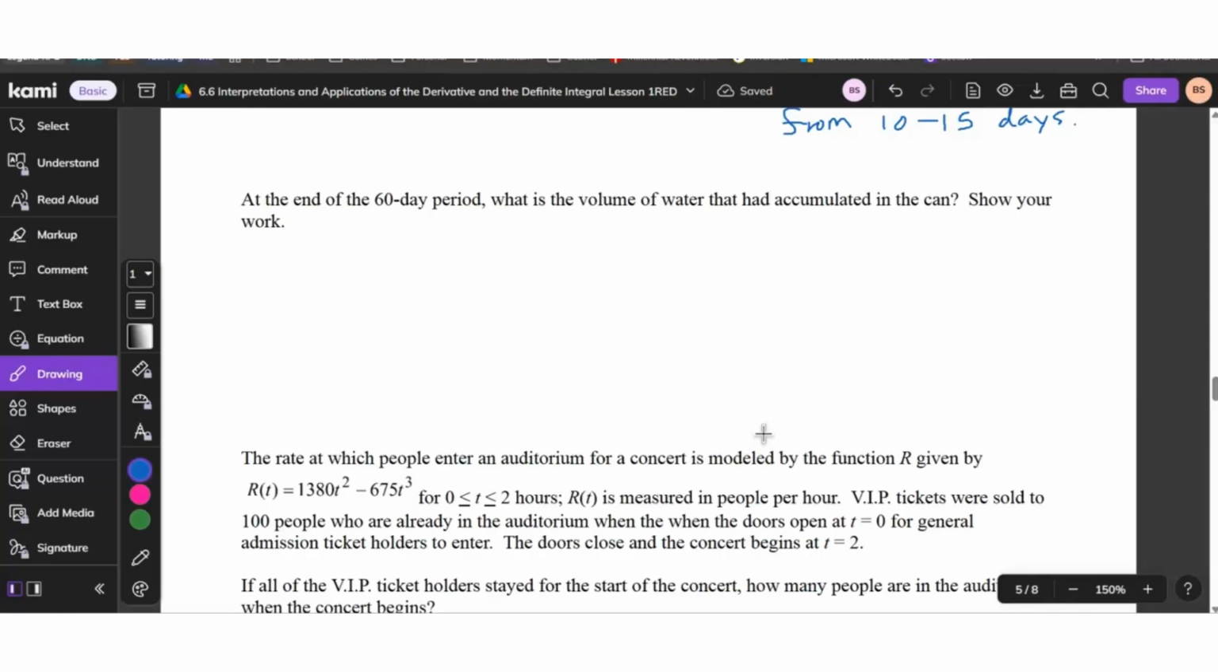All right, end of the 60-day period. What is the volume of water that's accumulated? So this time, I need to go from where to where?